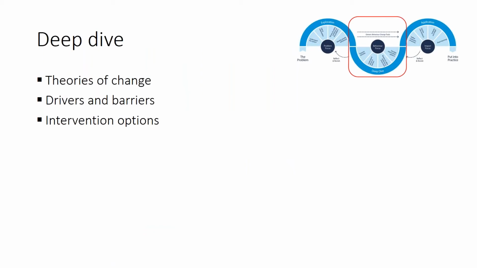So once you've understood the big problem and got an idea of the target audience and the specific behaviour, we then want to do what we call a deep dive. And this is to really understand the behaviour itself, looking at things like theories of change, drivers and barriers, and to start thinking about what interventions we might put in place.